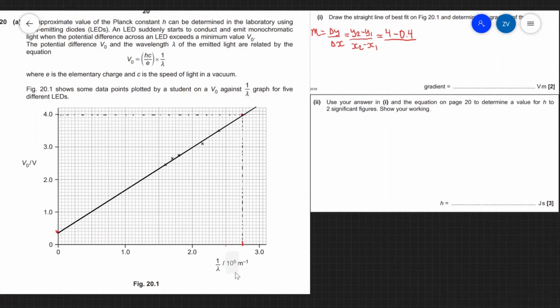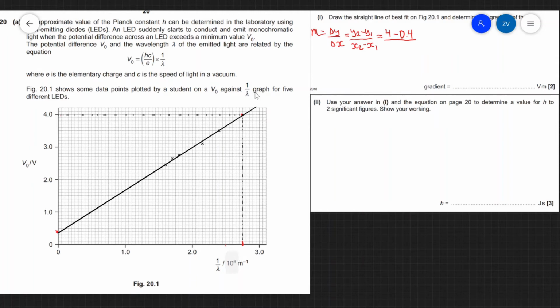In fact, whenever we're dealing with graphs in A-level physics, I really advise you to have a really good look at the units. First of all, make sure that there are no tricks in the units, such as this factor of 10 to the power of 6.